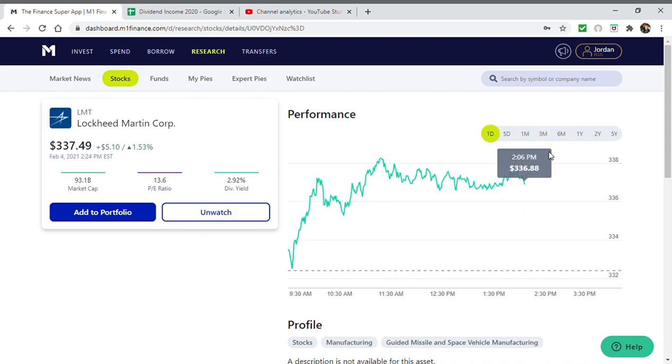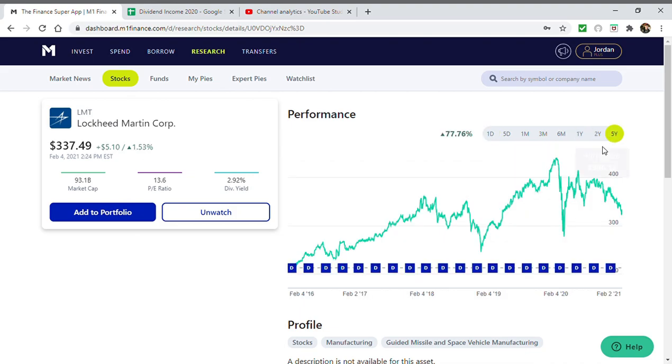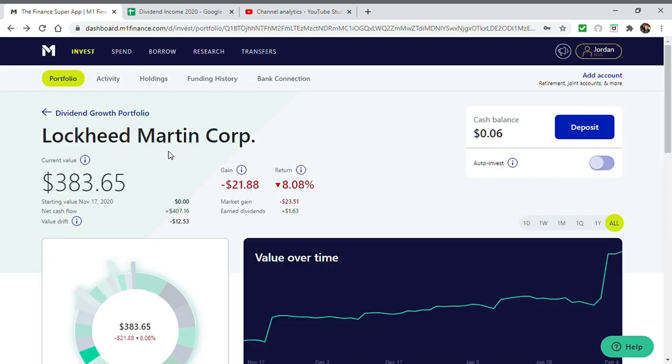So when we look at Lockheed Martin, it's a company that I'm very, very bullish on, and I think my returns in 2021 and 2022 for Lockheed Martin are probably going to be quite nice. I think it's going to be very impressive with this company. So I'm picking up shares now at rock bottom prices while I still can.